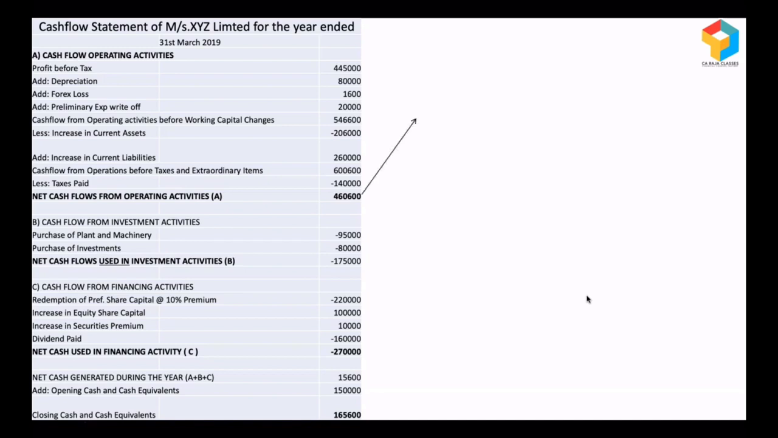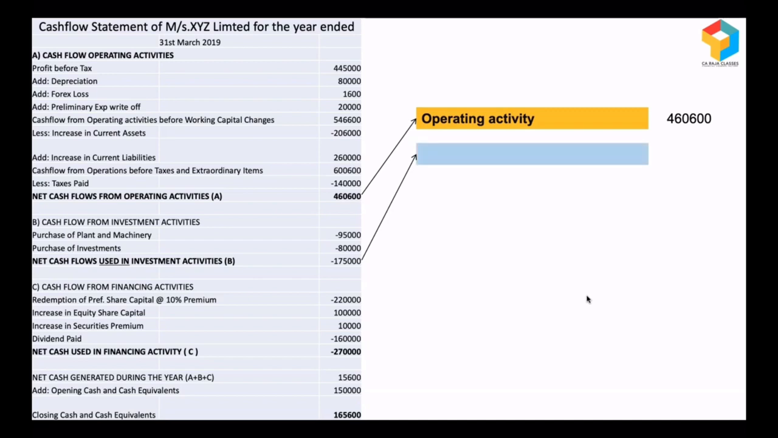Look at this cash flow from operating activity. It's a positive figure of 4,60,600. Look at this investment activity. It is a negative figure of 1,75,000. The positive figure of 4,60,600 from operating activity means they've run their business for one full year, and from operations they've made positive cash. Whereas the investment activity negative figure means cash had gone out to the extent of 1,75,000 because they have made some investments.